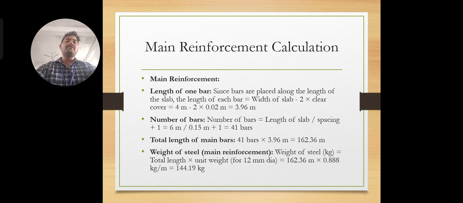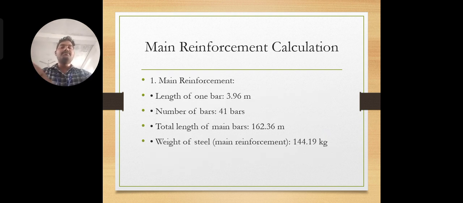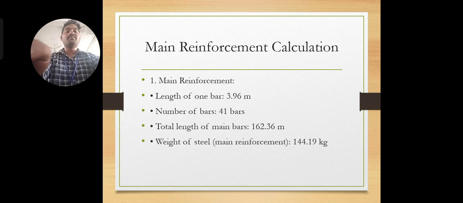After getting that, if you want to calculate the cost required for it, then you can multiply the cost of 1 kg of steel with this 144.19, so that you get the cost of the main bar. And next, a summary is given. So what are the things given? Length of the 1 bar is equal to 3.96, the number of bars we calculated is 41, the total length of the main bars is 162, and the weight of the steel is 144.